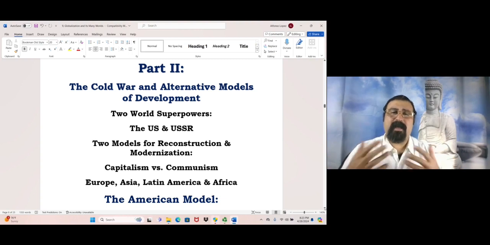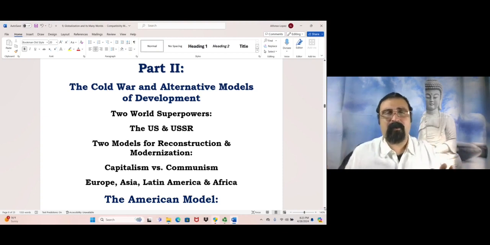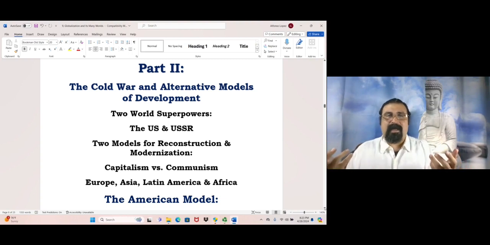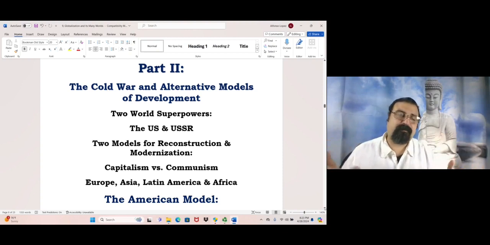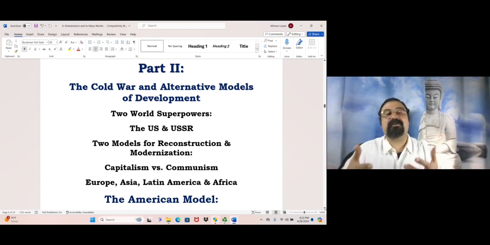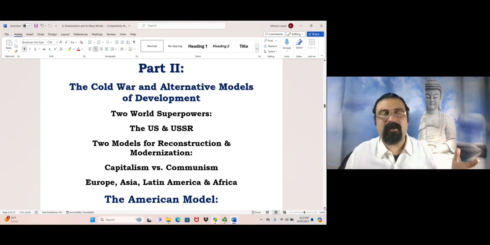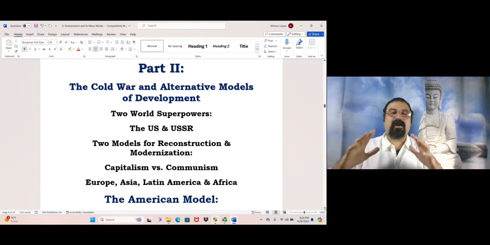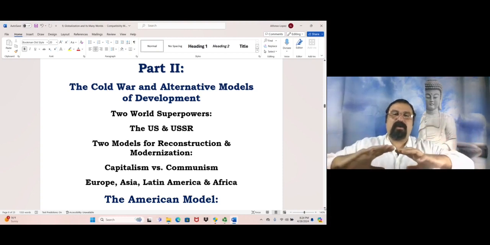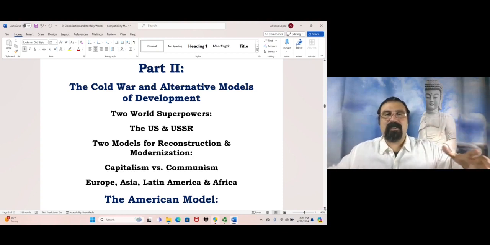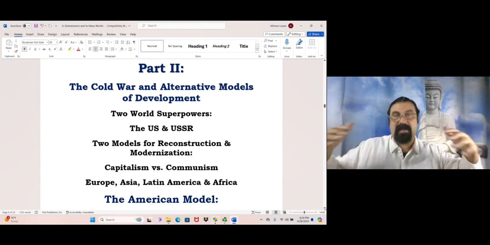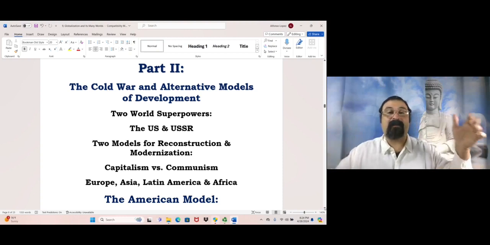All right, so it is here where we're going to see the rivalry between those two world superpowers. One was the United States, and the other one was the Soviet Union. And this rivalry was called, and has been termed ever since, as the Cold War. Okay, the Cold War. It is the rivalry, the competition between two world superpowers that are competing on the world stage to convince nations around the world that their system is the best system to achieve economic development.